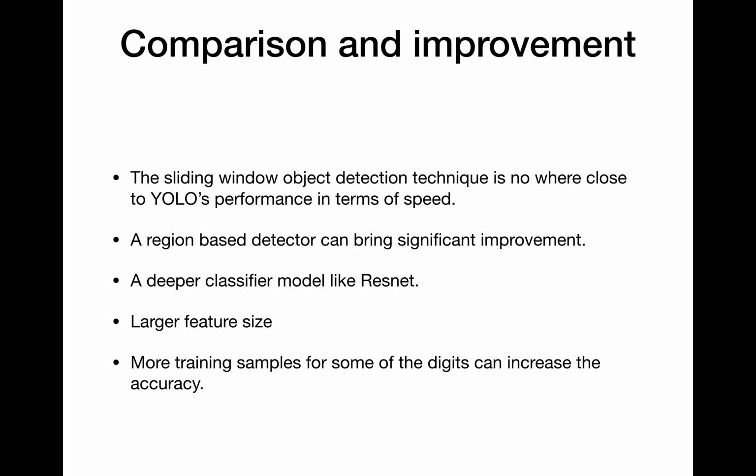So for comparison and improvement, the sliding window object detection technique is nowhere close to YOLO's performance, and a region-based detector can bring significant improvement. And a deeper classifier model like ResNet, larger feature size, and more training samples for some of the digits can increase accuracy. Thank you.